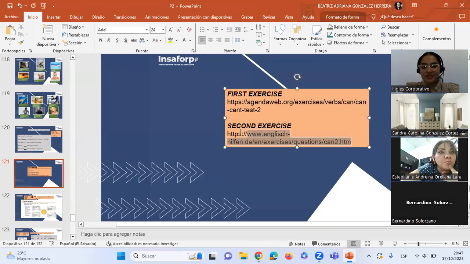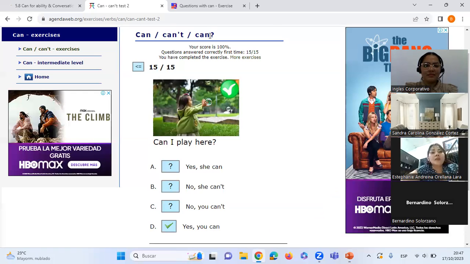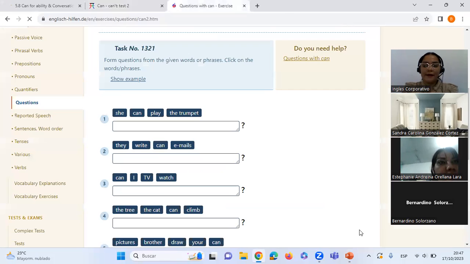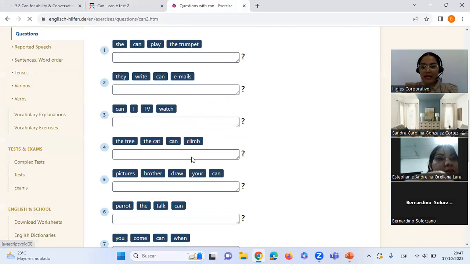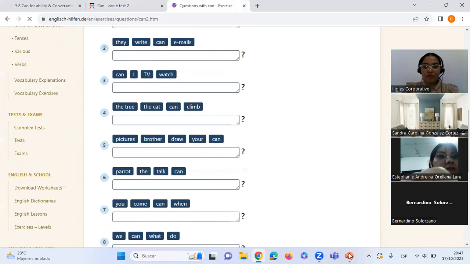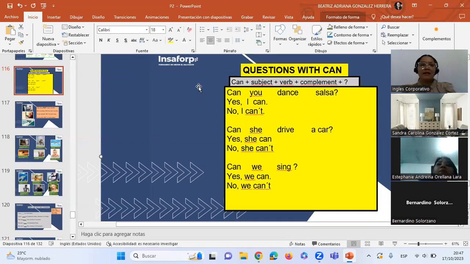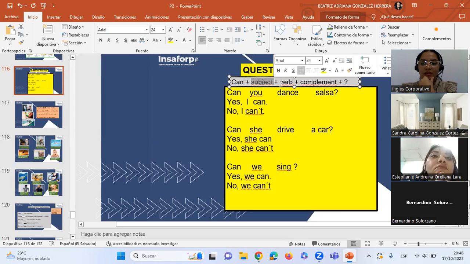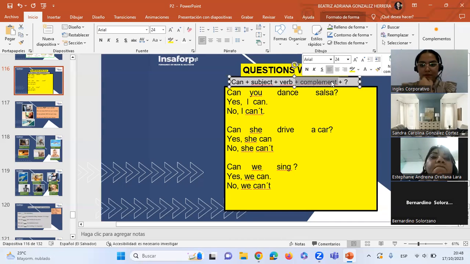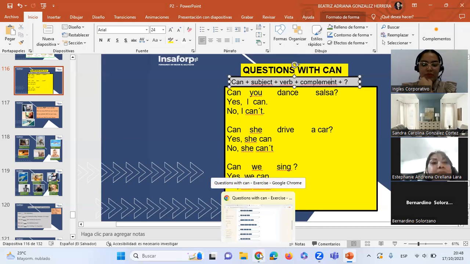Perfect. We have a second exercise. In order to apply the question form, okay? La forma de pregunta, acá. So, for example, we have can. Recuerden, el auxiliar pasa a hacer el primero cuando es una pregunta. Nosotros cambiamos el lugar, en todos los tiempos del inglés, cambiamos el auxiliar y el sujeto queda después. ¿Ok? Just remember that. Can. Luego tenemos subject, nuestro sujeto. Luego tenemos the verb and then the complement. El complemento de la oración, in order to make sense.